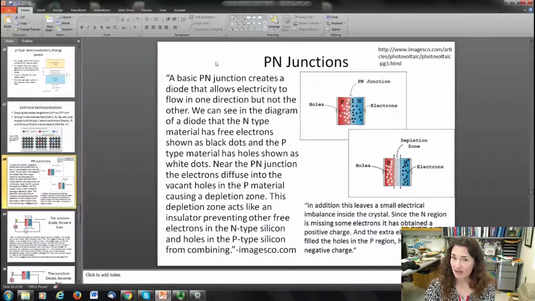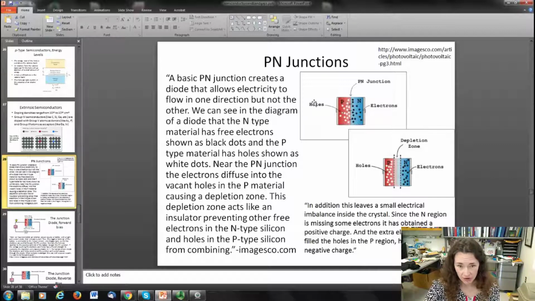Now, you can make a lot of great stuff out of semiconductors that are P-type and N-type. One way to do that is just take a P-type semiconductor and place it right next to an N-type semiconductor and create what's called a p-n junction. A basic p-n junction creates a diode that allows electricity to flow in one direction but not the other.